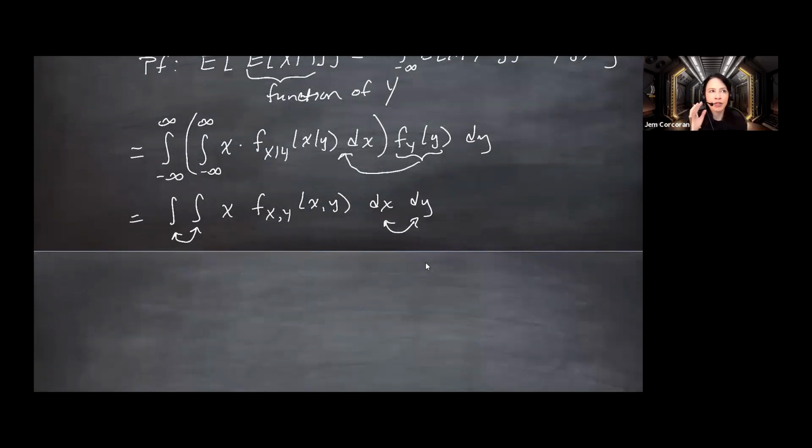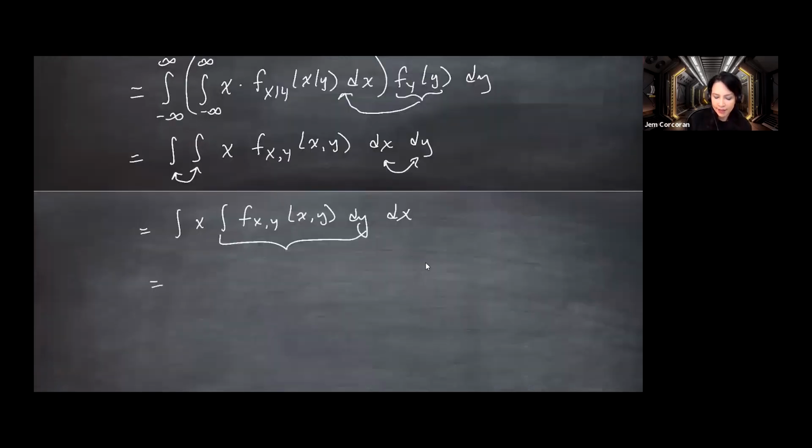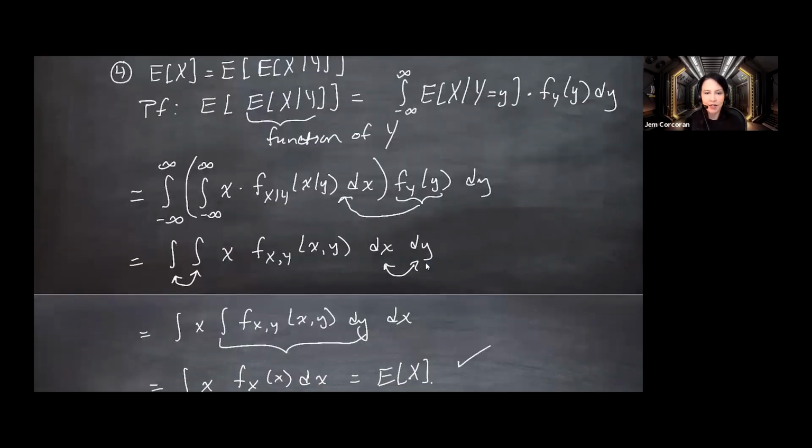As I've said before, probability stuff is always nice because everything's nice and bounded. And so if you switch the order, then you'll have the integral of x, integral of f of x and y, dy, dx. And then this inner integral will give you the marginal PDF for x. So then you have x times the marginal for x, and that is the expected value of x, and that's what we wanted to see. Again, this expectation inside is a random variable. It's a function of y, so it does make sense to take an expectation of that random variable.